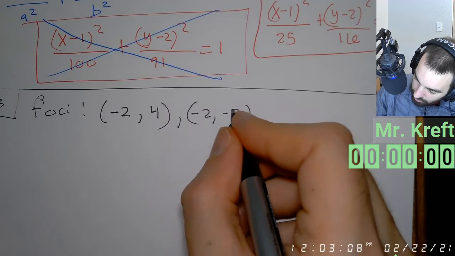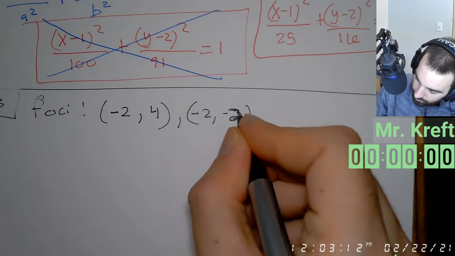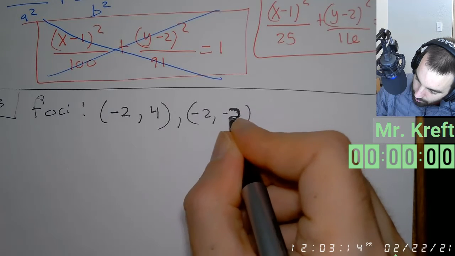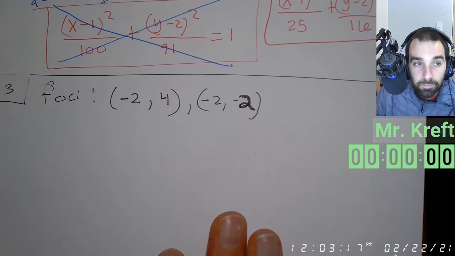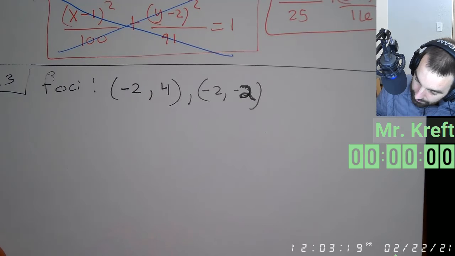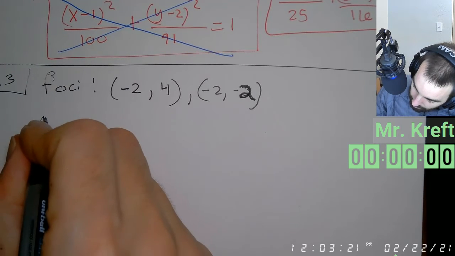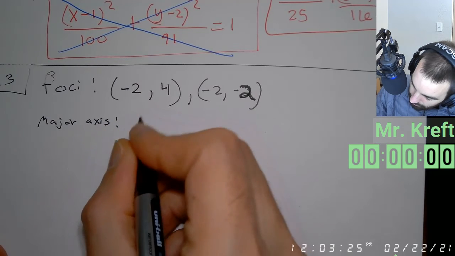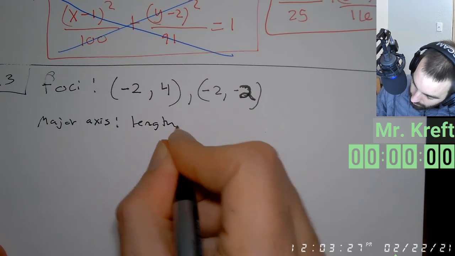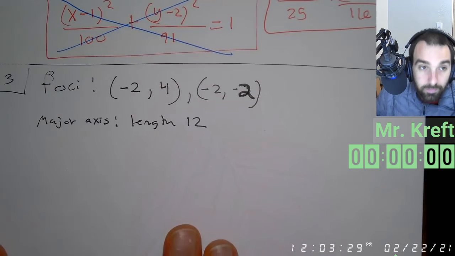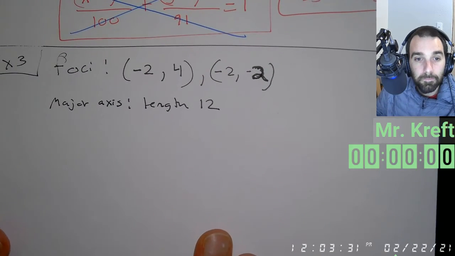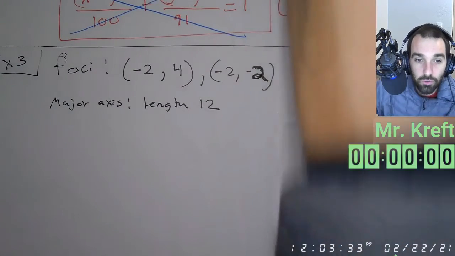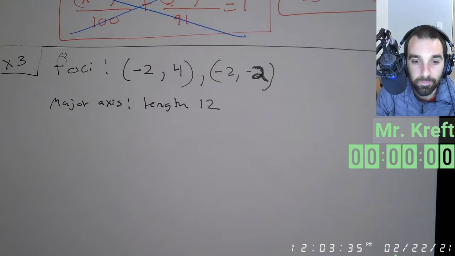I should pick two even numbers. Sorry, I'm going to change this to -2, or else it's going to be harder to do. Okay. And then let's say the major axis has a length of 12. So do you guys want to do this together or try on your own? What do you guys want to know?